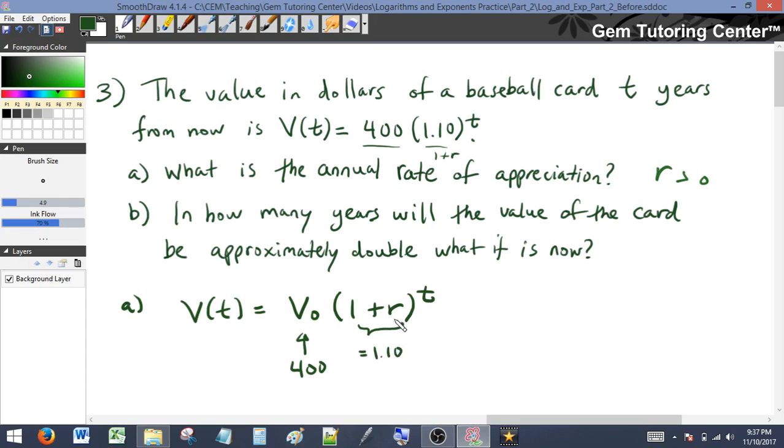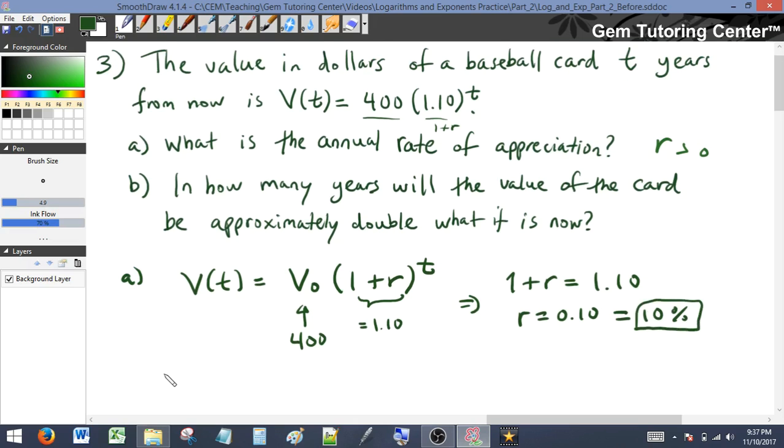So we can actually find r from here. When they ask what is the annual rate of appreciation, they're asking us to find what r is. Let's do this very simple calculation. 1 + r = 1.10, so r = 0.10, or 10%. The annual rate of increase is just 10%. That's all we needed to do.